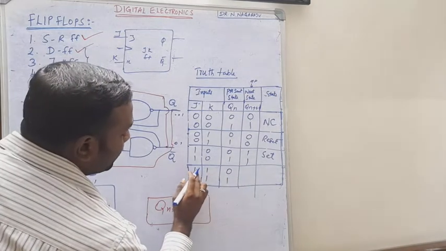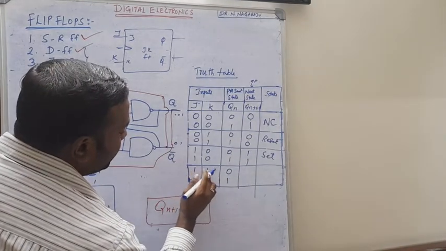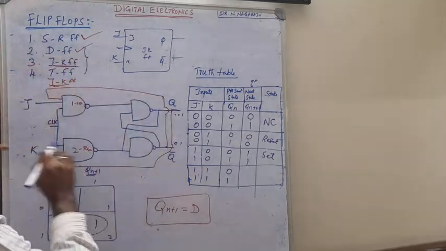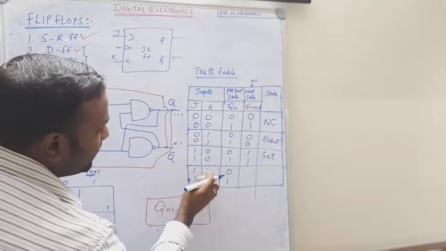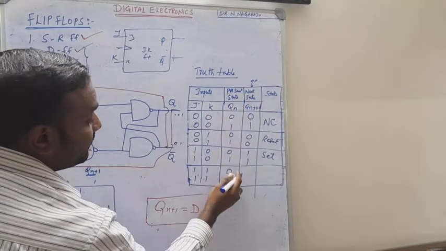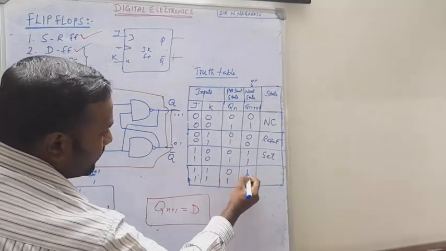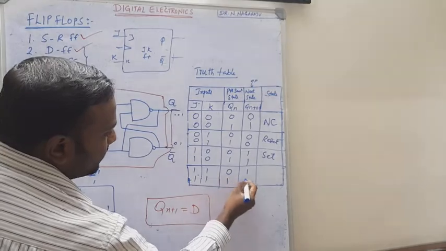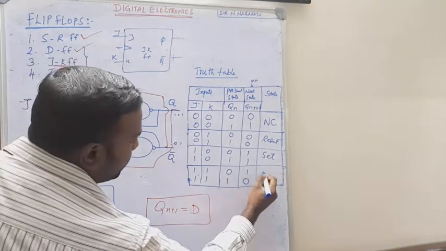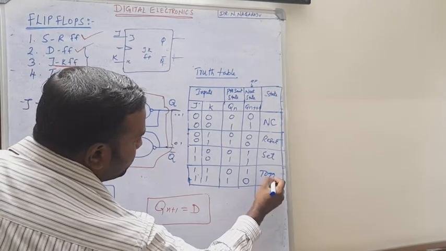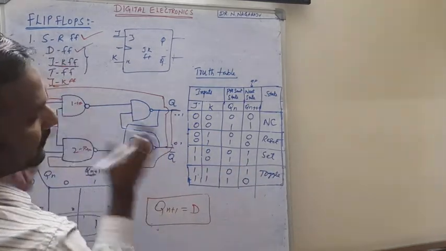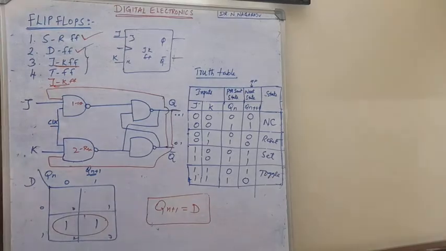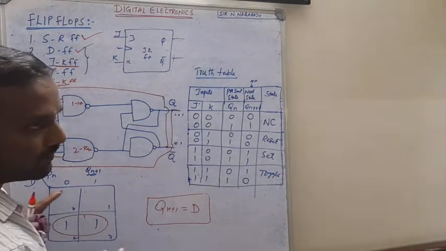So here if both J equal to 1 and K equal to 1, that is the feedback condition. This feedback condition will do the toggle operation, right? When J equal to 1 and K equal to 1, what is the present state? If it is 0, it becomes 1. If it is 1, it becomes 0, right? That is toggle operation. That is the basic concept behind the T flip flop, which I am going to explain in the next section. So it will act as a toggle flip flop, right?